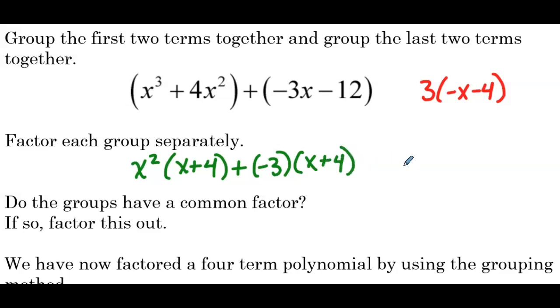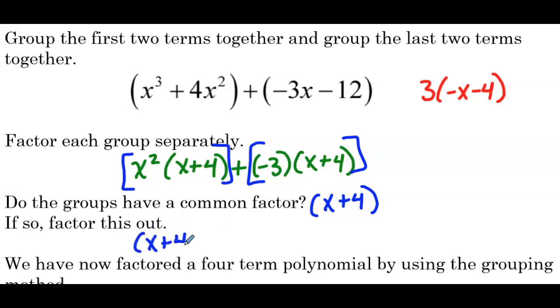Okay, so our decision to factor out a negative or not is based on making a greatest common factor in each of our two terms. So by factoring out negative 3, we now have x plus 4 as a factor in the first term, right here, and in the second term. Okay, so do the groups have a common factor? Yeah, we identified that as x plus 4. So now we're going to factor this out like we did in the first example. So that's going to give us x plus 4, and we'd be left with x squared plus negative 3, which I'm going to write as x squared minus 3. So it is a little bit cleaner.